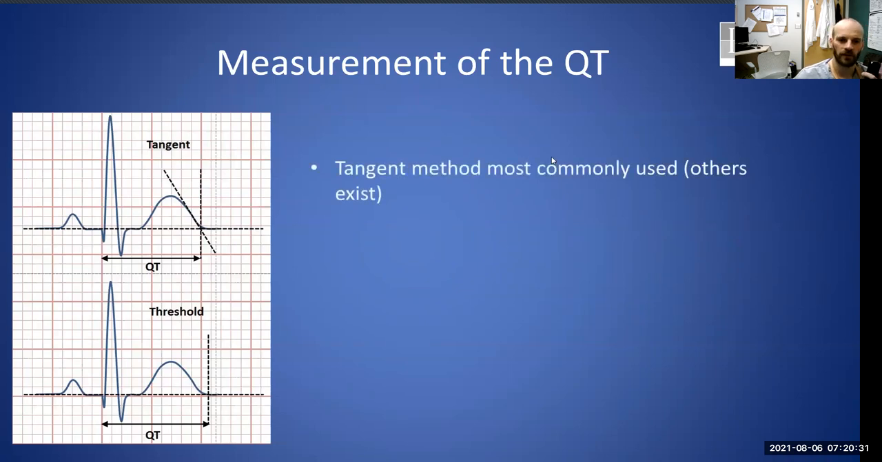And so that's the one we're going to focus on. What does it mean then, this tangent method? So you can see here, we've got our PQRST. We've drawn in an isoelectric line here.